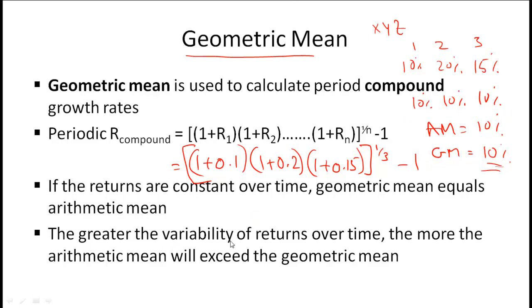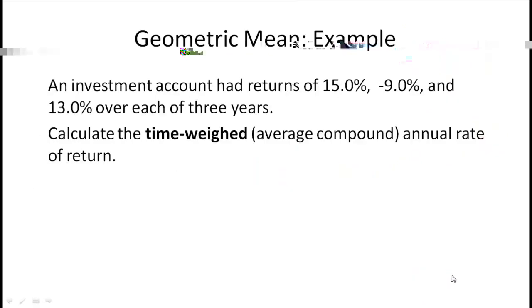The greater the variability of returns over time, so for example, if your returns are 10%, 50%, and 2%, so this is high variability. If you have high variability, then the difference between the arithmetic mean and geometric mean becomes more. And I'd suggest you pause the video here and actually do this. So calculate the arithmetic mean and calculate the geometric mean, and you will notice that the two will diverge.